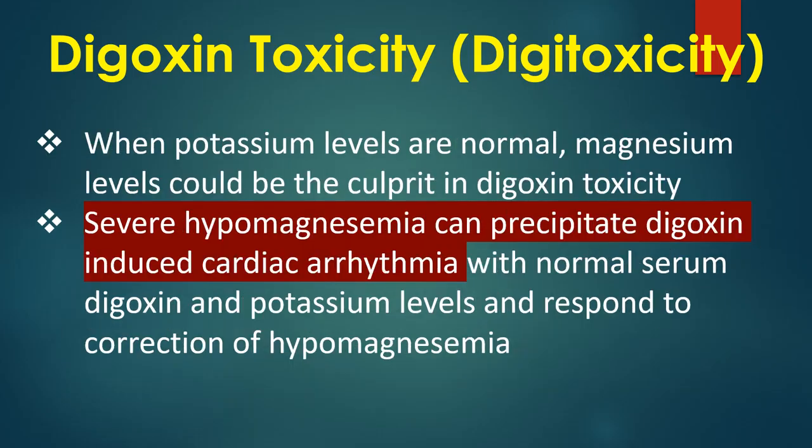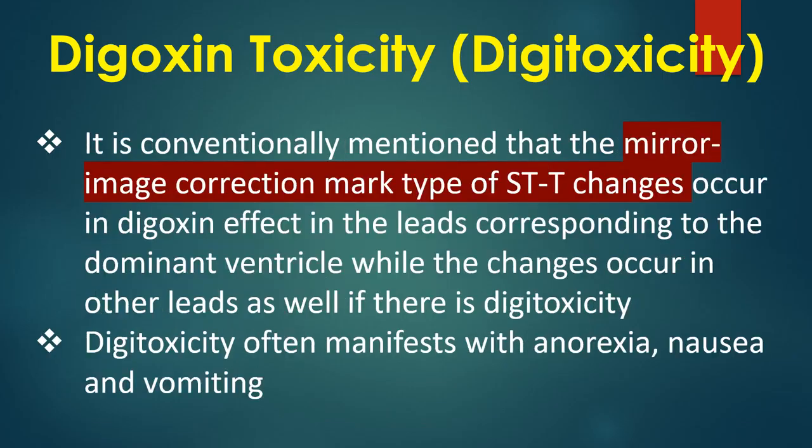When potassium levels are normal, magnesium levels could be the culprit in digoxin toxicity. Severe hypomagnesemia can precipitate digoxin-induced cardiac arrhythmia with normal serum digoxin and potassium levels, and respond to correction of hypomagnesemia. It is conventionally mentioned that the mirror image correction mark type of STT changes occur in digoxin effect in the leads corresponding to the dominant ventricle, while the changes occur in other leads as well if there is digitoxicity.